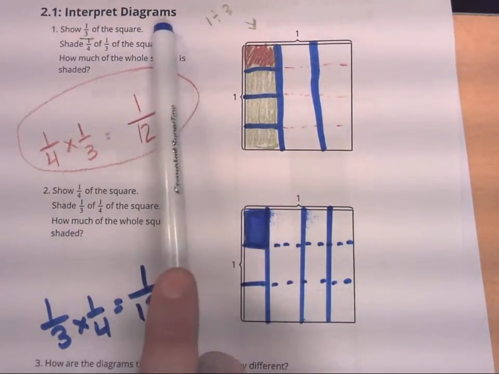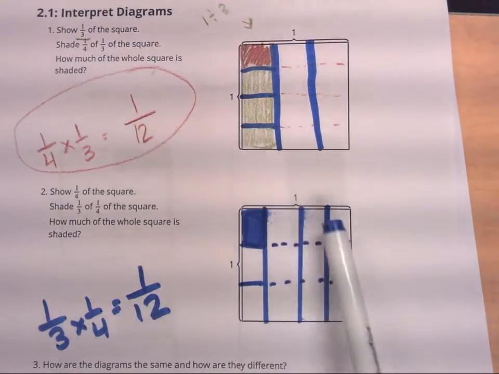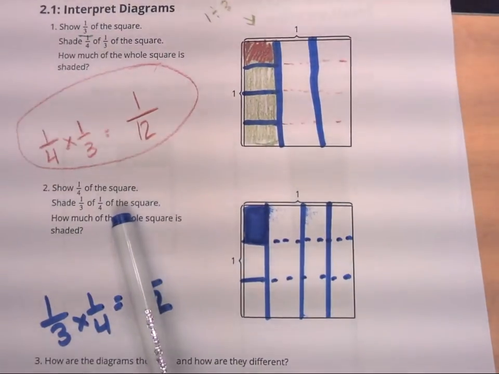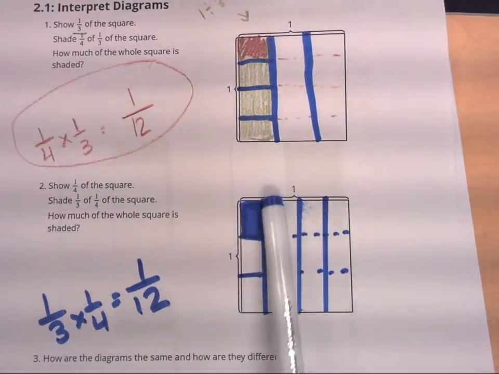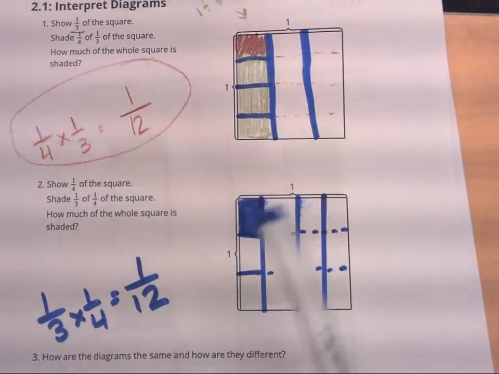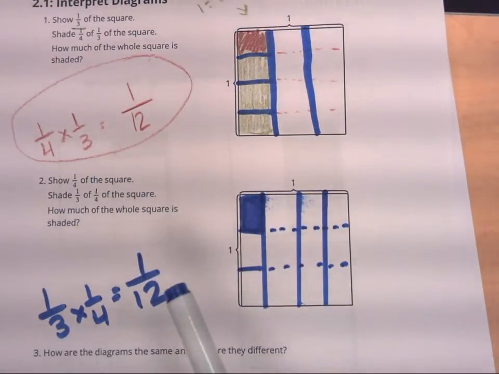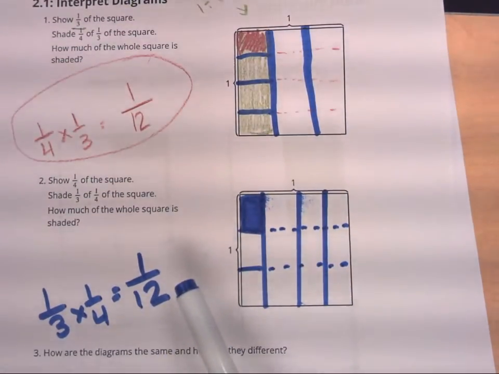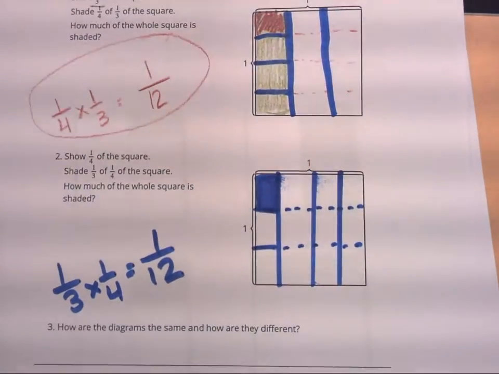diagram by first showing 1/3 of the square. And then we found 1/4 of that third. Whereas in the next diagram, we did the opposite. First, we showed a fourth of the square and then found a third of that fourth. And this is a subtle difference because ultimately we end up with the same product. And so this was a nice review of the commutative property of multiplication.